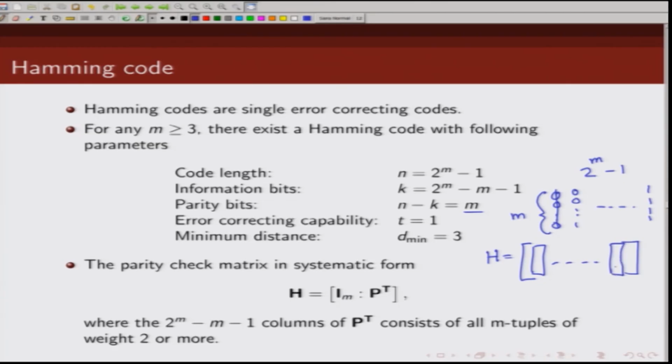Okay. And if we want to write the parity check matrix of a Hamming code in systematic form, then we can write it in this way. The parity check matrix will have an identity matrix and then some matrix P transpose. Since the identity matrix will consist of all m tuples of weight 1, P transpose should consist of all m tuples of weight more than 1. So, it consists of all m tuples of weight 2, 3, 4 up to m.